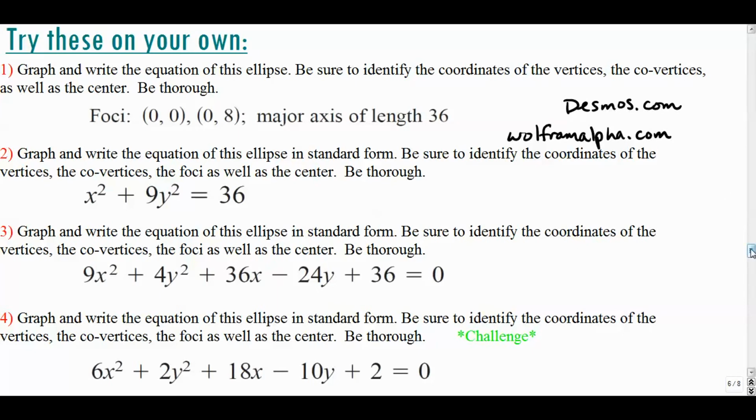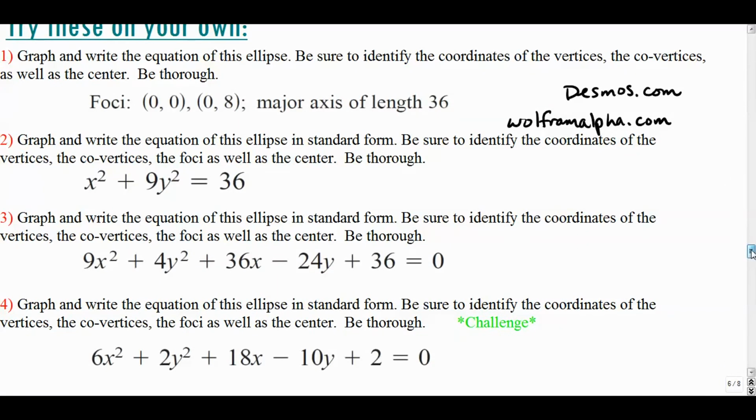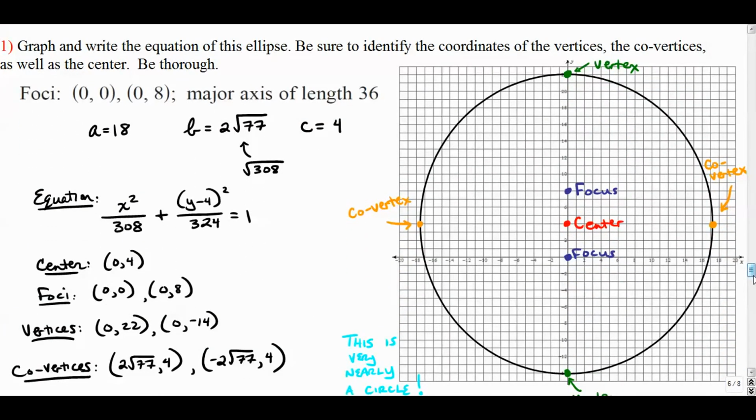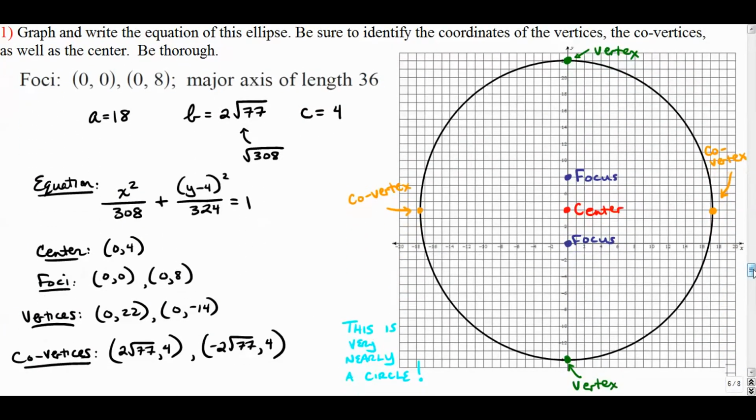So here we go. Number one, the foci are given and the major axis is given. This one's very, very close to a circle. I graphed it for you, including all the coordinates and stuff. So go ahead and check that. Pause this. This E value is very close to 0.